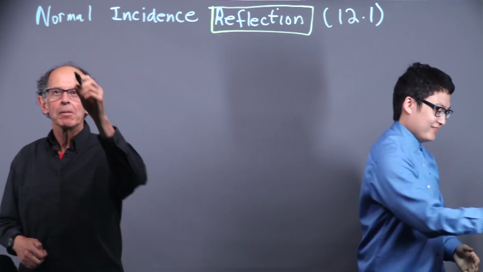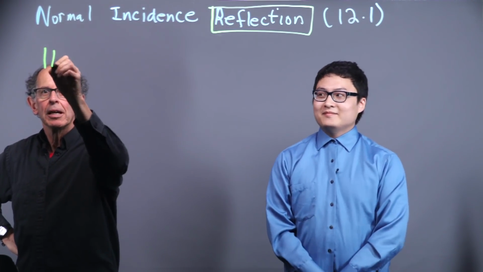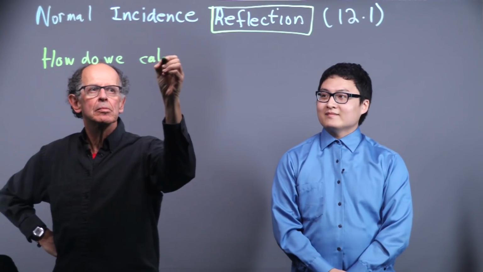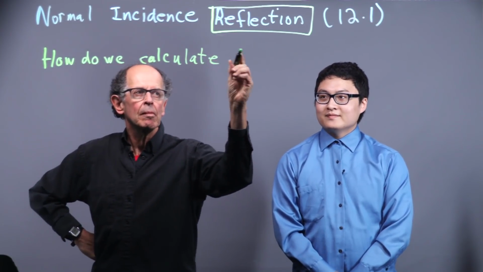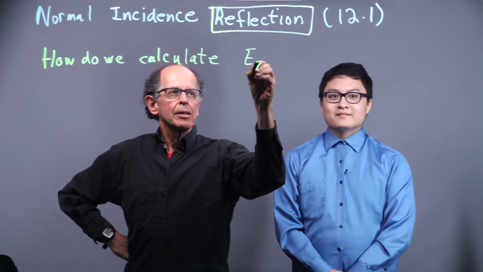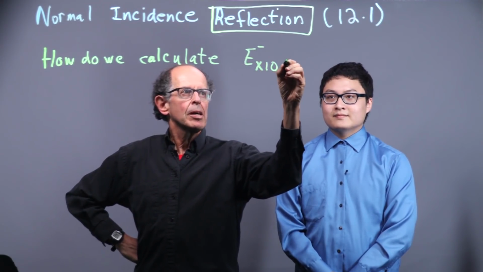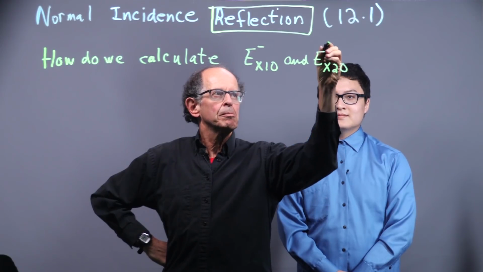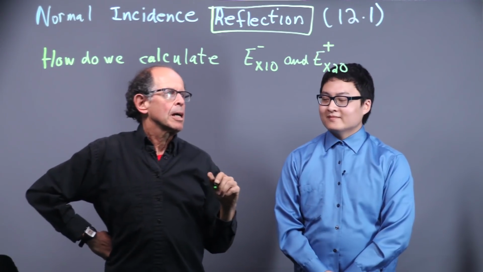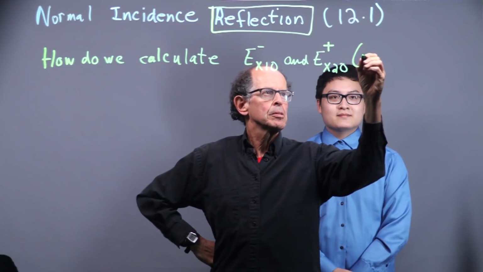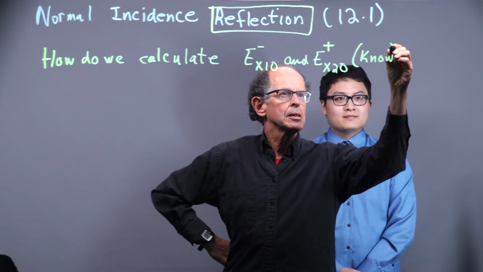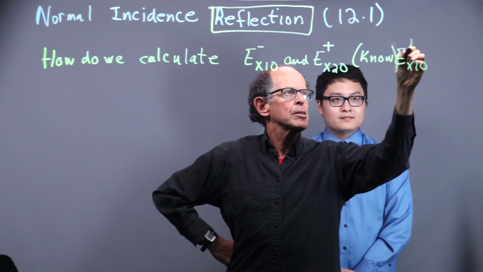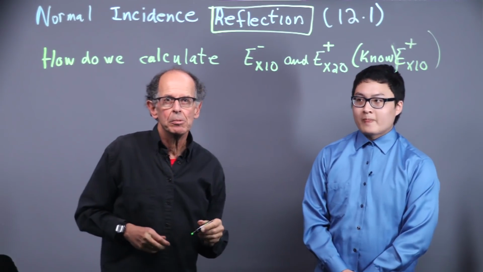All right, so back to the live action. How do we calculate E_x10 minus and E_x20 plus? And we know, of course, E_x10 plus. That's the amplitude of our wave that we started with.